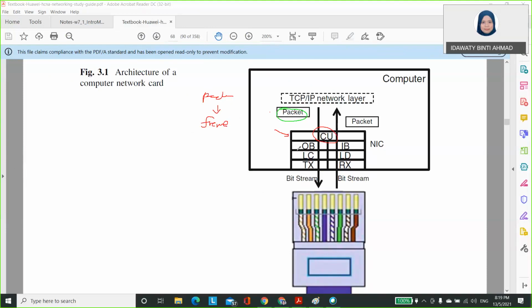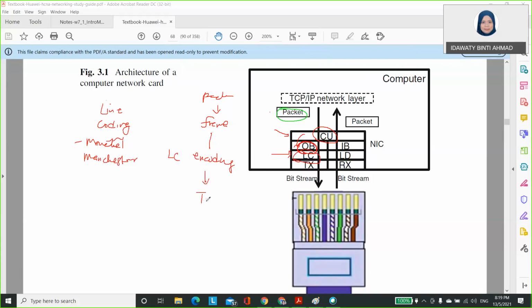And then what happens? This frame will be put in the outgoing buffer. Then you have this LC, which is line coding, the one we went through just now, like Manchester code. From the frame, you do the encoding with LC here, and then you transmit.